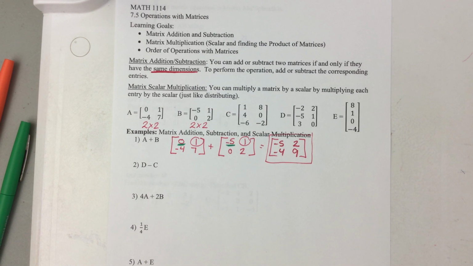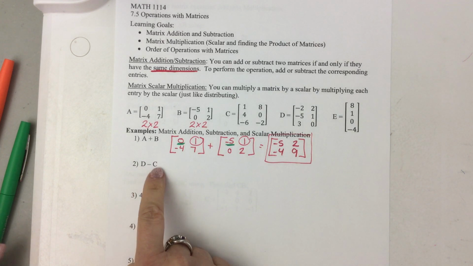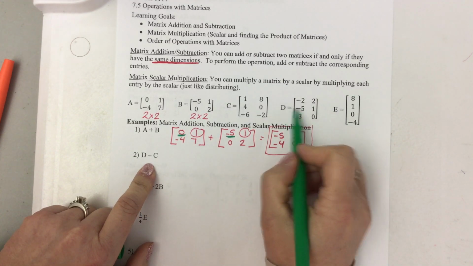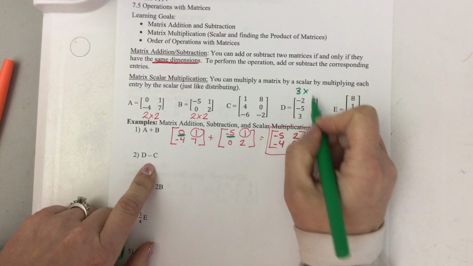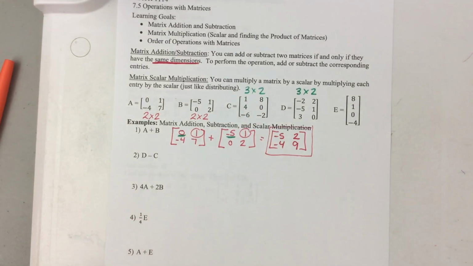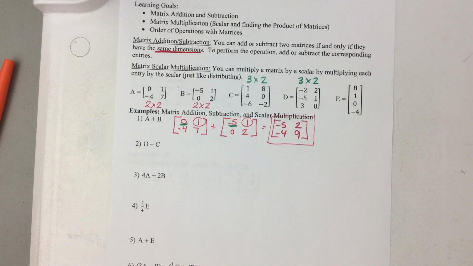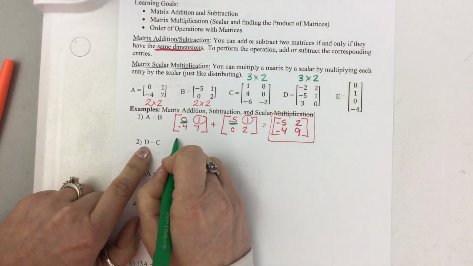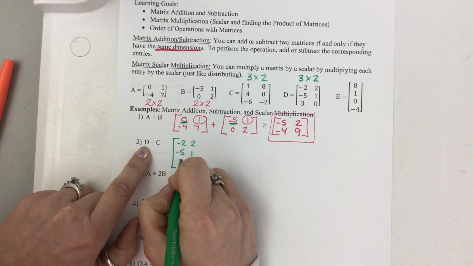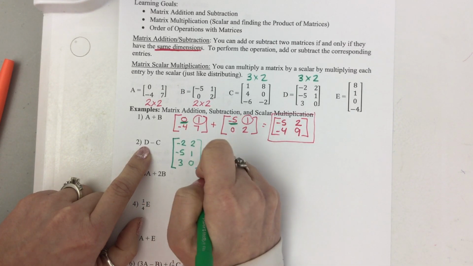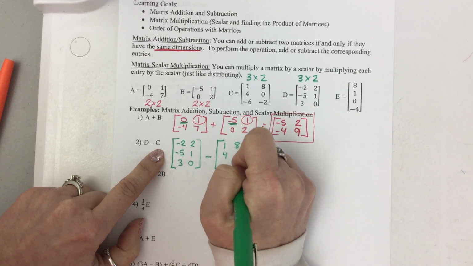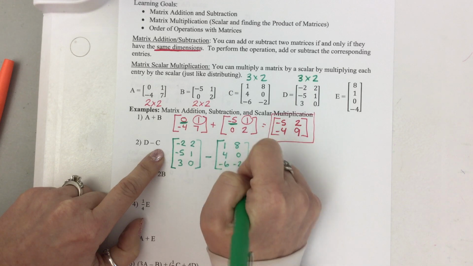Okay, now the next one, they want us to take D minus C. Well, in order to do that, you have to make sure that you have the same dimensions. So D is a 3 by 2. C is a 3 by 2. Okay, so we can do this. You're subtracting, so we have to make sure that we get this in the right order. They want D first. Negative 2, 2 is on the top. Negative 5, 1, 3, and 0. Minus C. Now C is 1, 8, 4, 0, negative 6, negative 2.